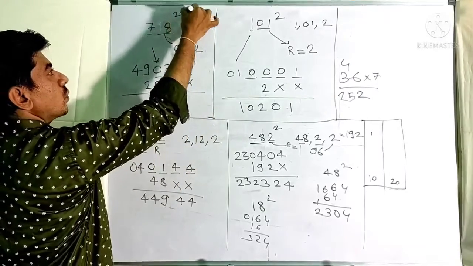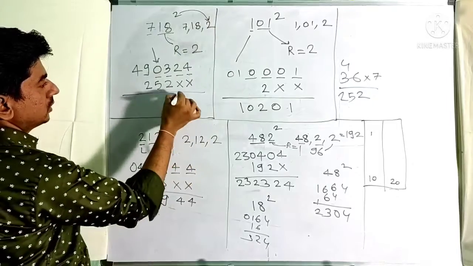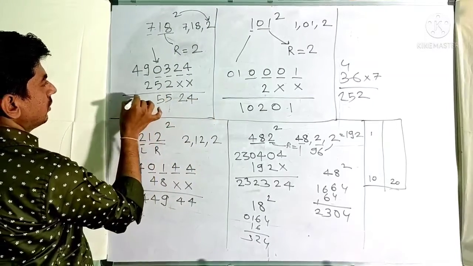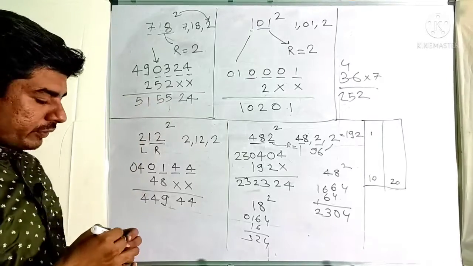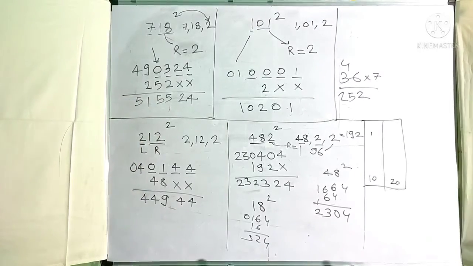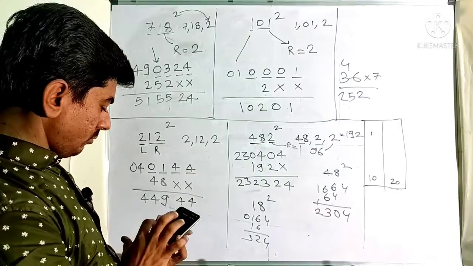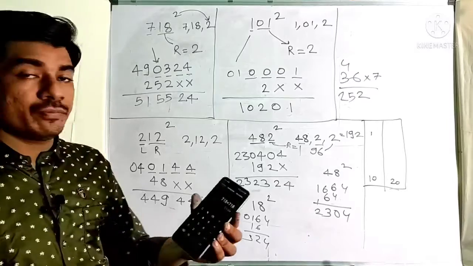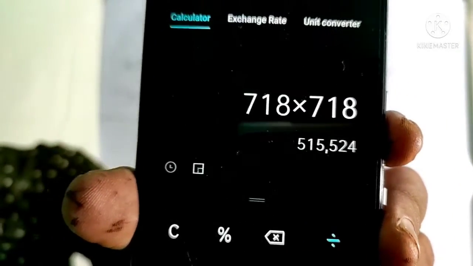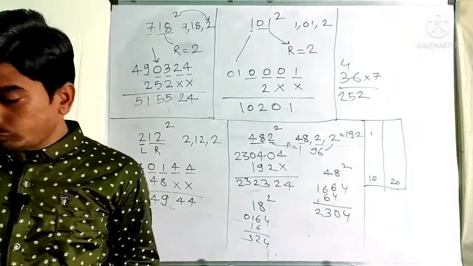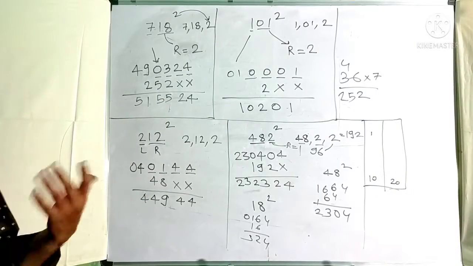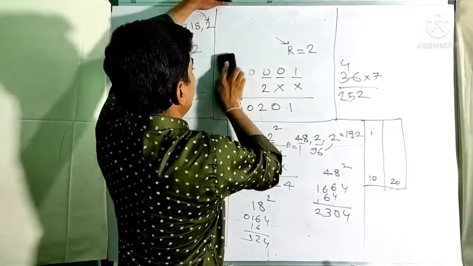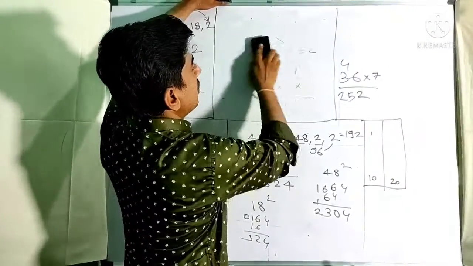In the parts, the square will be taken as a part. 49, 324, 252, so adding them, 51, 55, 24. Check: 718 into 718. Yes, of course the answer is correct. 51, 55, 24. You should practice this method again and again, so this method will be handy for you for use.